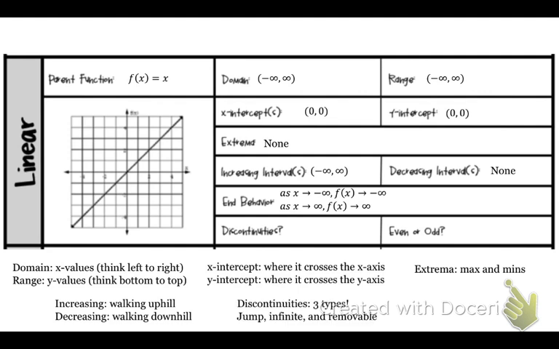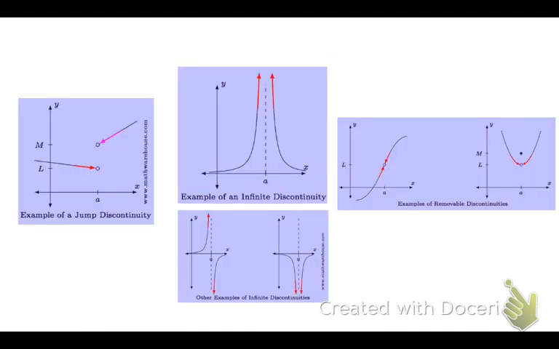Discontinuities. There's 3 different types. Basically, it's continuous if you can draw it without lifting your pencil. It's discontinuous if you have to lift your pencil. So I want to go through these 3 different types. This first one is the jump discontinuity. That word's hard for me to say. Basically, you're going along, and then you jump and come back up and go along again. So that's called a jump.